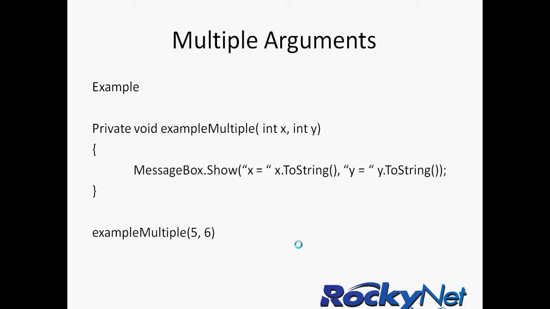And then here we have a message box show, and I put an x equals and then x.ToString since it's an integer, and the same with y. And so here below you'll see ExampleMultiple, and I put 5 and 6. They're both integers. Make sure that they match. So if they're integer, they're integer. If they're string, they're string.